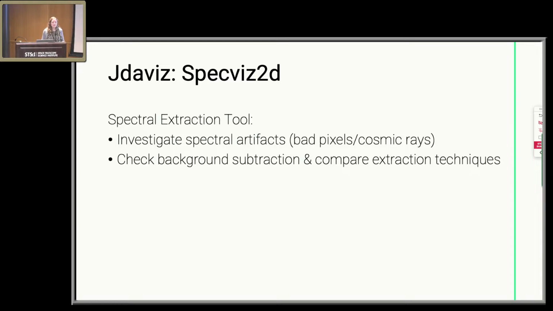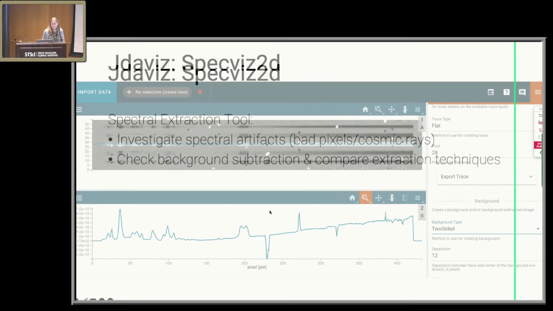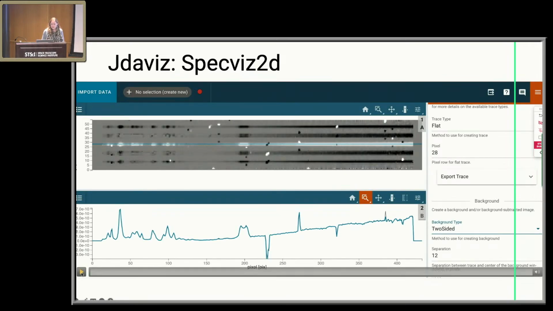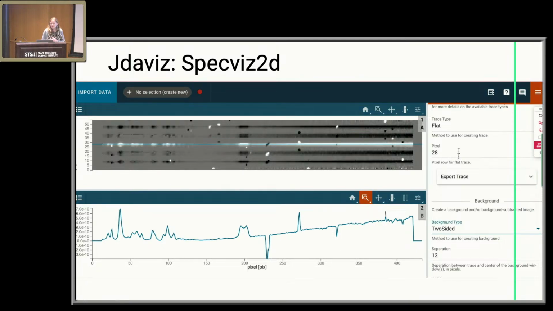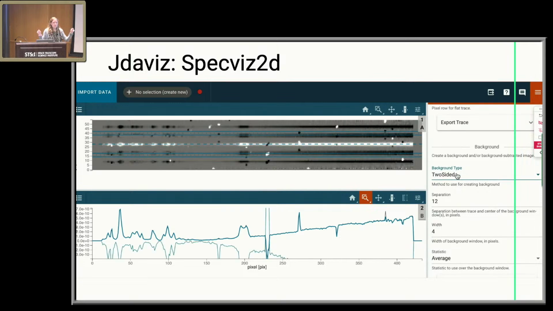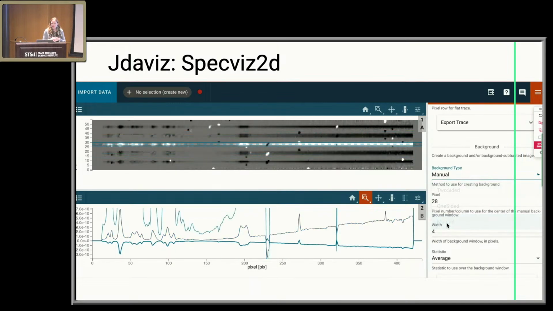But one thing that we use is SpecViz 2D. And I like to use it specifically for its spectral extraction tool. It allows you to investigate spectral artifacts, bad pixels, cosmic rays, check your background subtraction, and compare extraction techniques. So just as an example, it's got this nice graphical user interface. You can put where you want your trace to be. You can define a background region. Sometimes I make my background, like here it's in the manual mode, I get to choose my width.